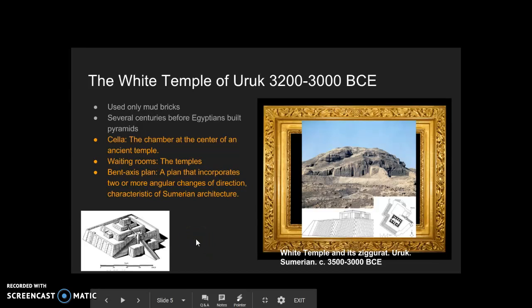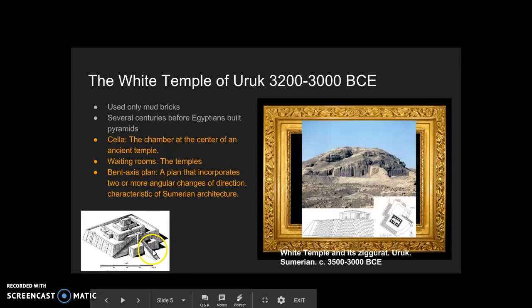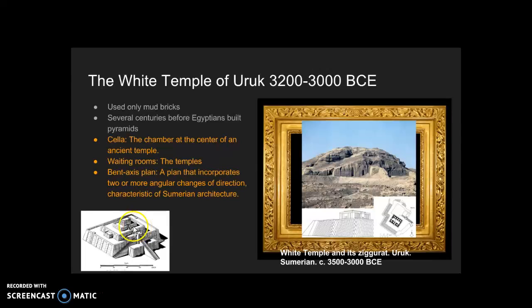So the White Temple of Uruk, 3200 to 3000 BCE. It used only mud bricks. It was on a bent axis plan, and if you look down here at the bottom left, I don't know if my pointer's showing up, but the bottom left image, bent axis basically means it comes all the way up into a connected area, all the steps do, and then it bends and moves around, like then you can branch off from where you need to go.